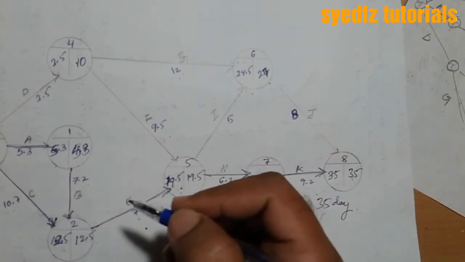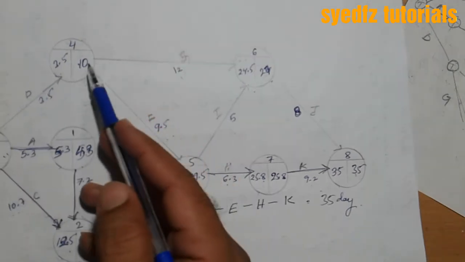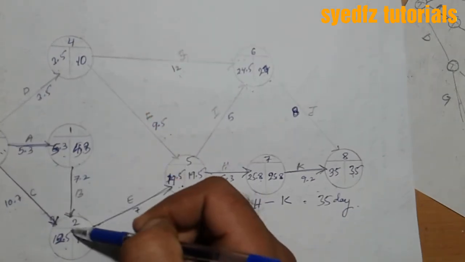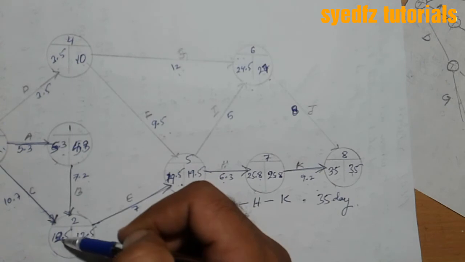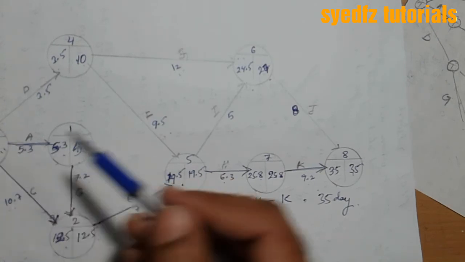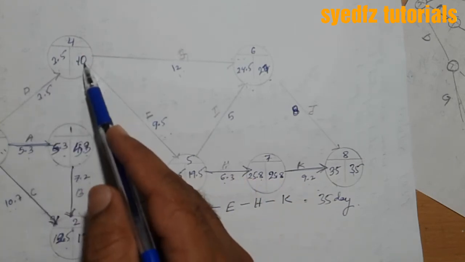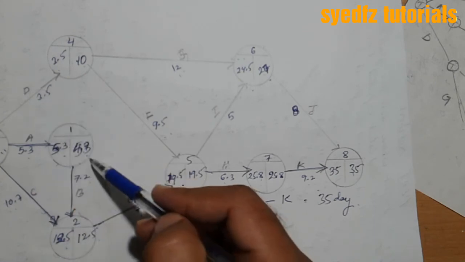Now here we are getting 3, one from here, one from here, one from here. So which is the least? 12.5 minus 10.7 is definitely not 0. 5.5 minus 5.5 will be 0 definitely. 10 minus 3.5 will not be 0. So the minimum is here.